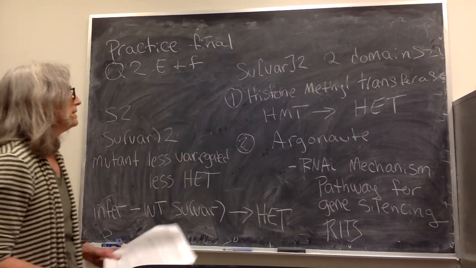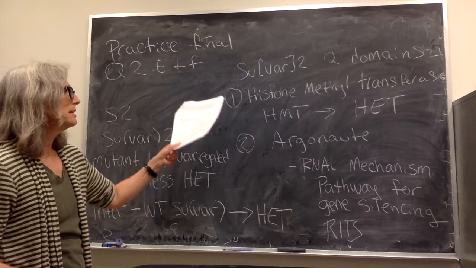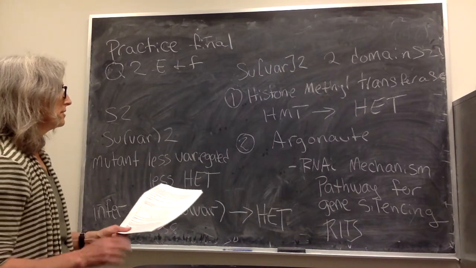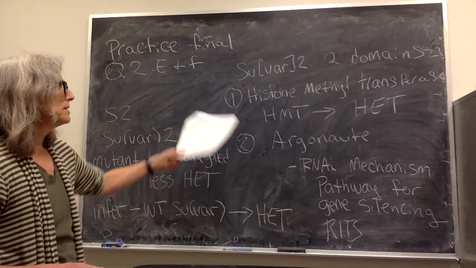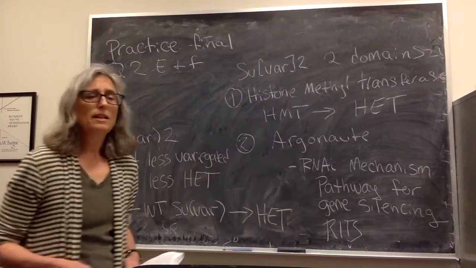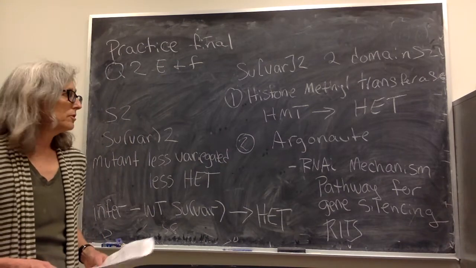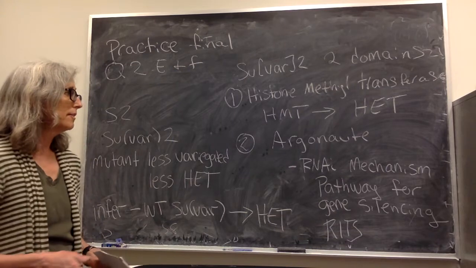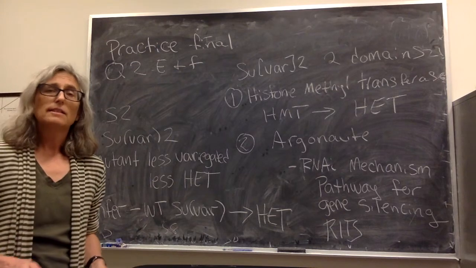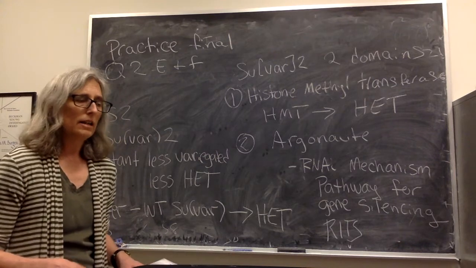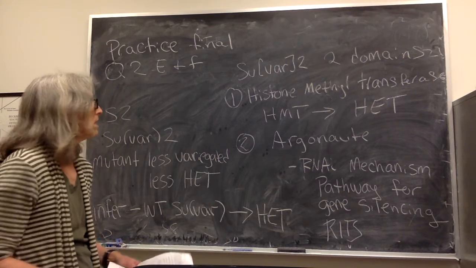So when we finally cloned the gene, we could sequence it and found that there were two protein domains associated with the protein. One was a histone methyltransferase, which I write here as HMT, and we know that histone methyltransferases are required to make heterochromatin. They methylate some of the lysine residues that are on part of the histones.